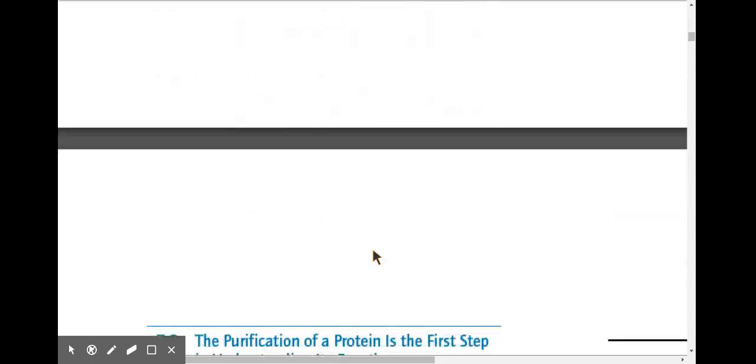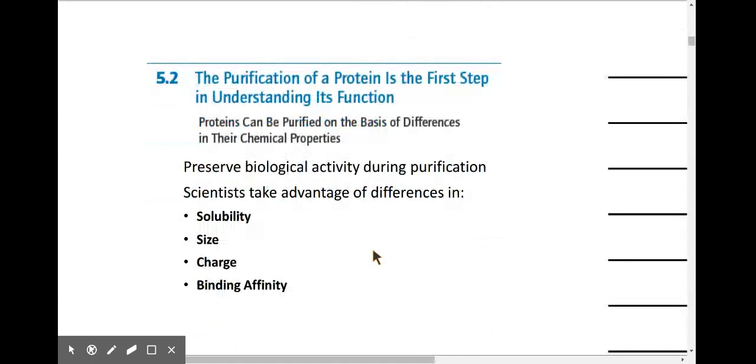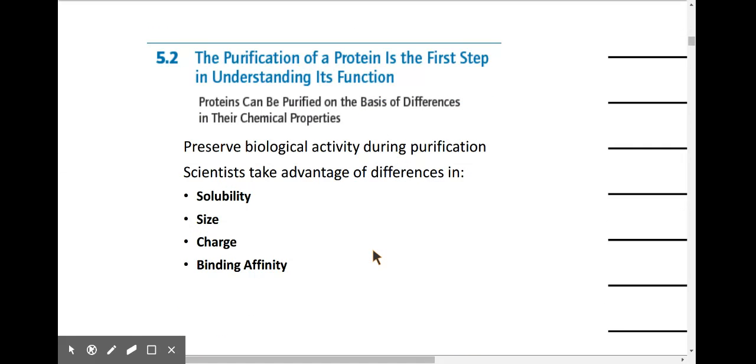We want to preserve the biological activity during the purification. Some of the techniques I'm going to talk about today won't completely preserve the biological activity. But we want to do this as often as we can. As scientists, we're going to take advantage of differences in protein solubility, protein size, protein charge, and also binding affinity.